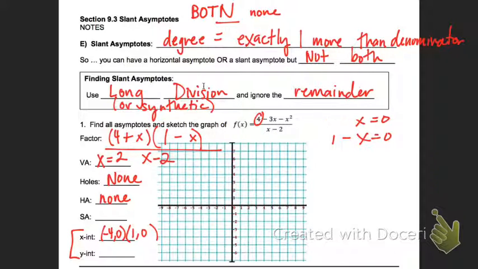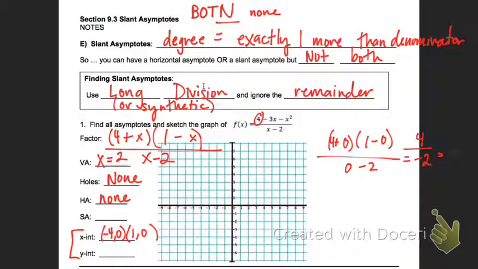And then y-intercept, I'm plugging in 0 for all of the x's. So 4 plus 0 times 1 minus 0 over 0 minus 2. That's 4 over negative 2, which is negative 2. So 0, comma, negative 2. Now let's go ahead and plot those. So point, point, point, and my vertical asymptote at 2.